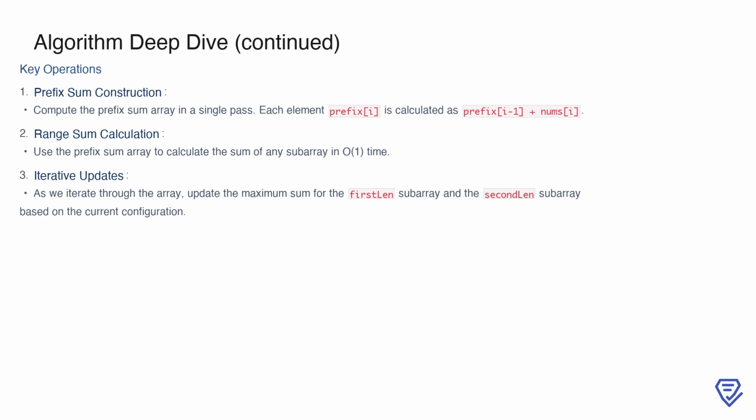The algorithm involves several key operations. First, we construct the prefix sum array in a single pass through the input array. Each element in the prefix sum array is calculated as the sum of the previous prefix value and the current element. Next, we use the prefix sum array to calculate the sum of any subarray in constant time by subtracting two values. Finally, as we iterate through the array, we dynamically update the maximum sums for the first len and second len subarrays based on their current positions. These iterative updates ensure that we are always considering the best possible configurations of the two subarrays.